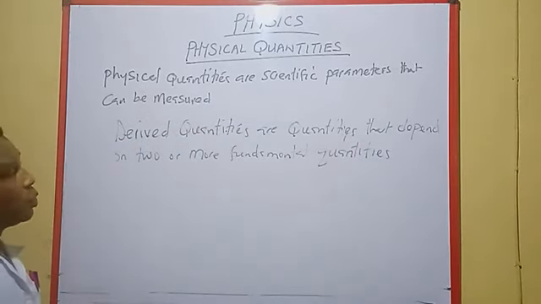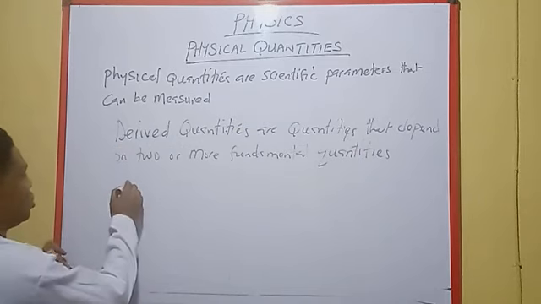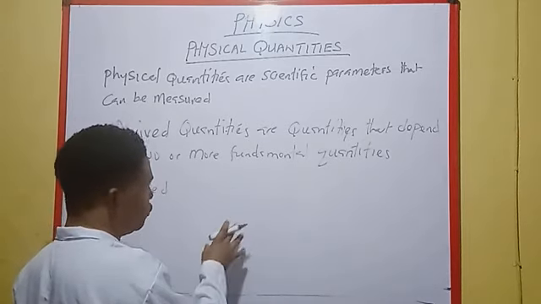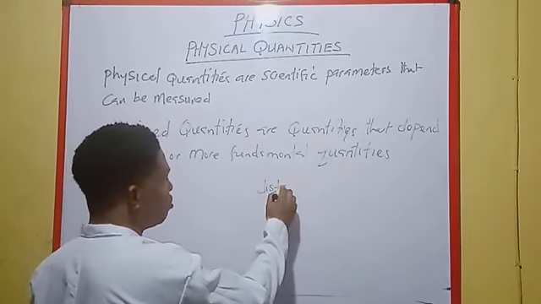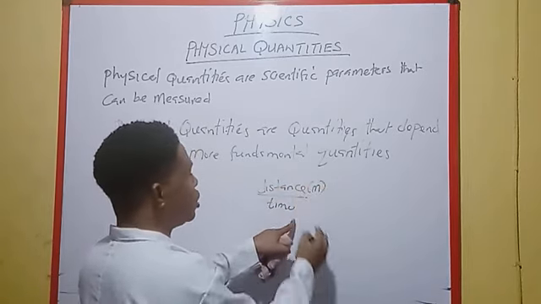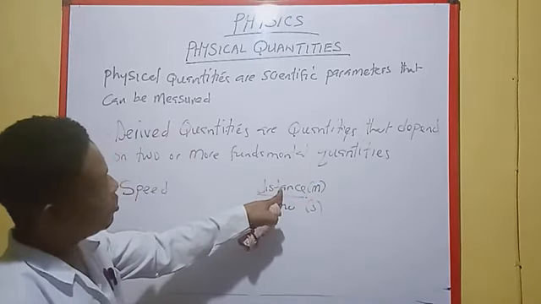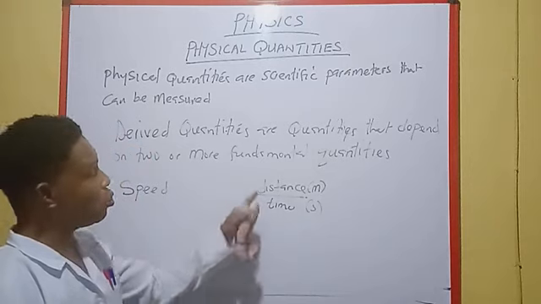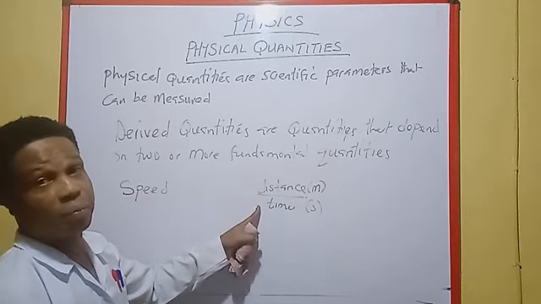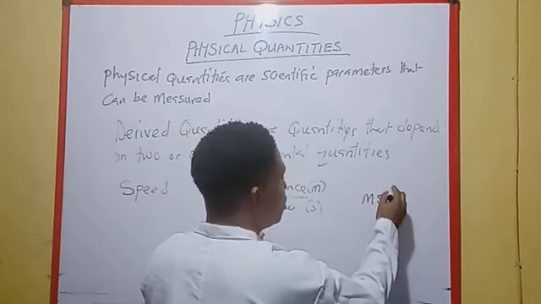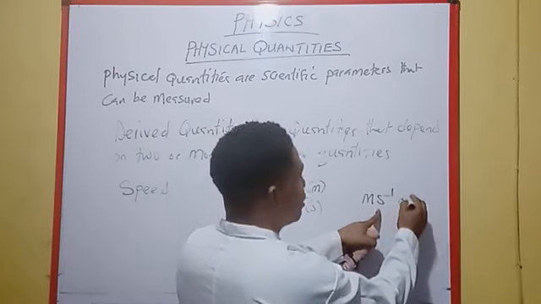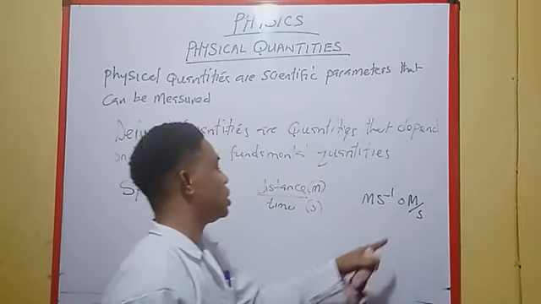An example of a derived quantity is speed. Now let's look at the formula for speed. Speed is distance over time. You measure distance with meter and time with seconds. So you see this one is a fundamental quantity, and this is a fundamental quantity. So they depend on two or more, and this one is just two. The formula for speed is distance over time, and the unit is meter per second.